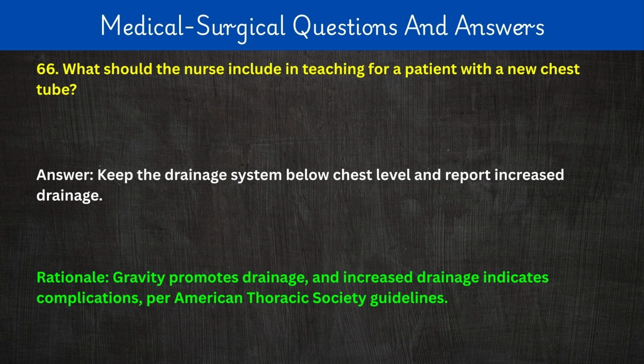66. What should the nurse include in teaching for a patient with a new chest tube? Answer: keep the drainage system below chest level and report increased drainage. Rationale: gravity promotes drainage, and increased drainage indicates complications, per American Thoracic Society guidelines.